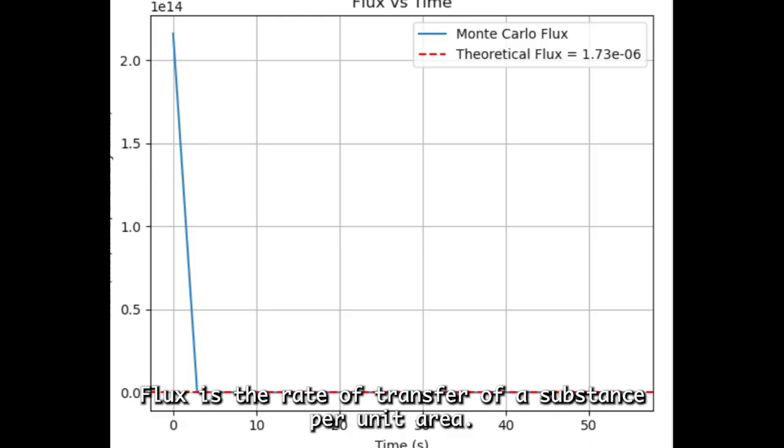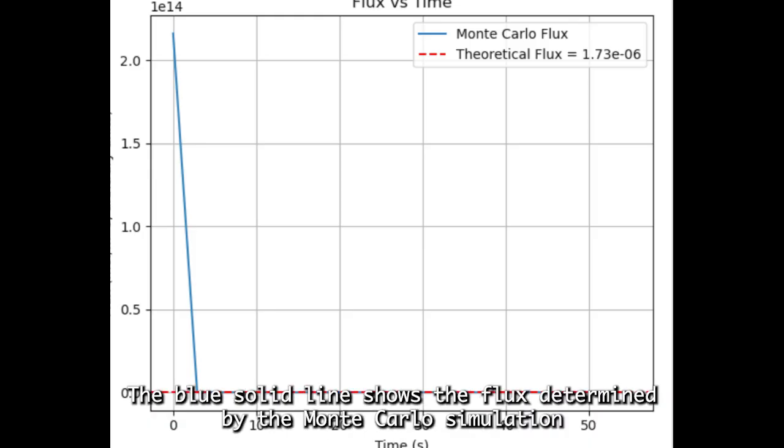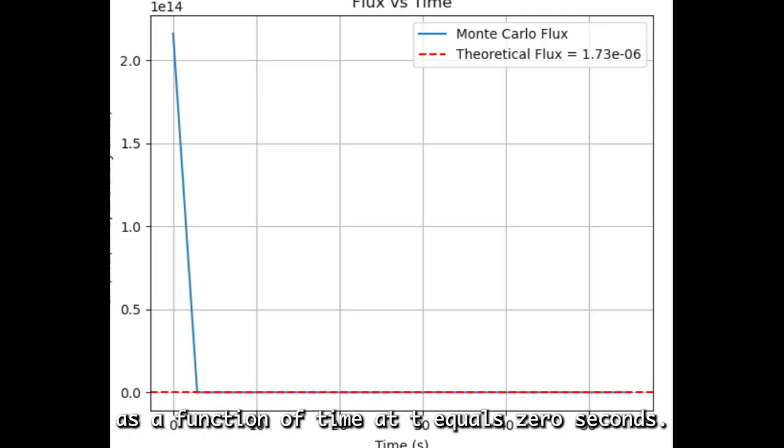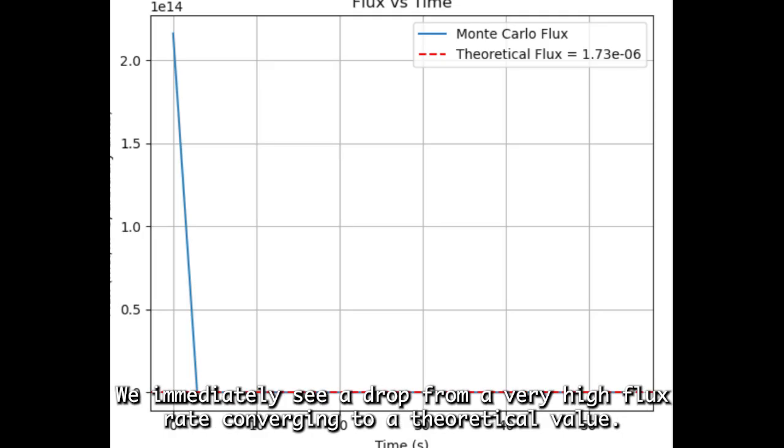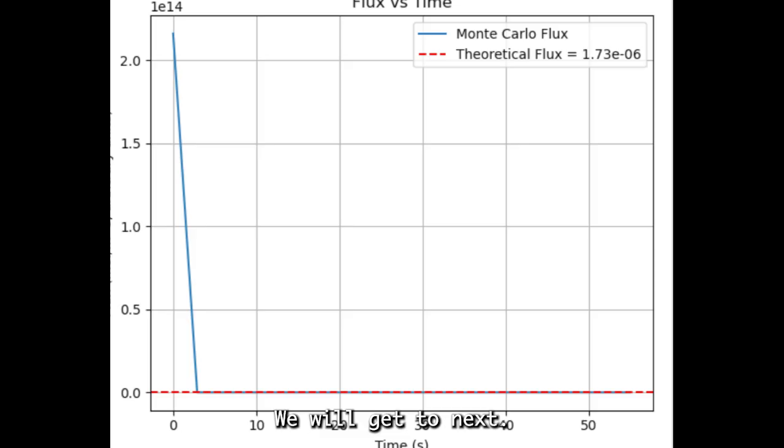Flux is the rate of transport of a substance per unit area. The blue solid line shows the flux determined by the Monte Carlo simulation as a function of time. At t equals 0 seconds, we immediately see a drop from a very high flux rate, converging to the theoretical value we will get to next.